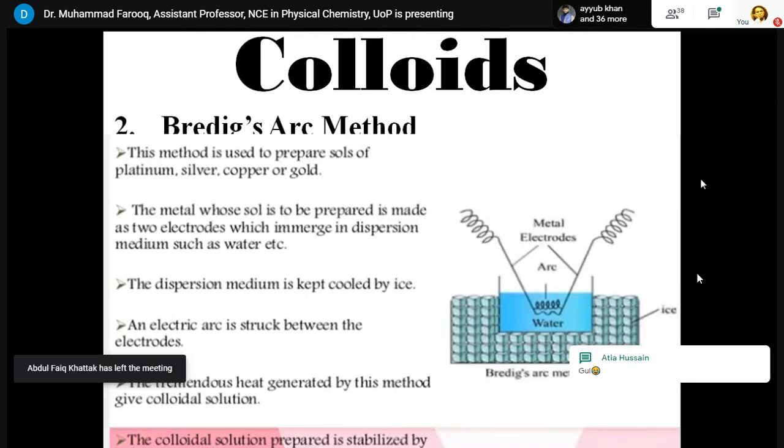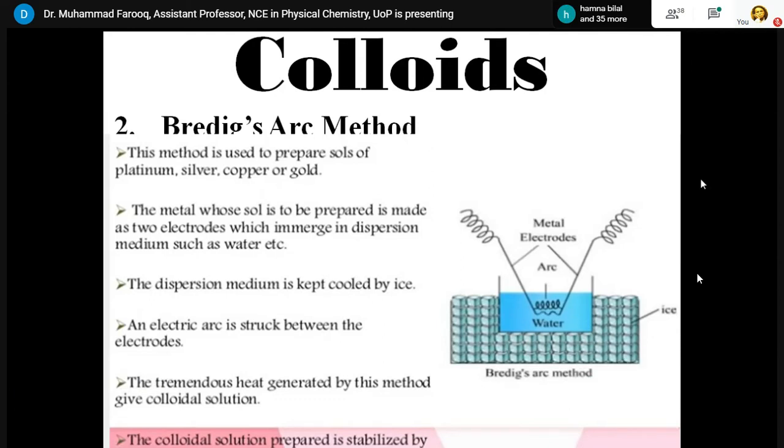Means in this method, what happened? For example, we want to prepare a sol of any metal such as platinum, silver, copper, or gold. So we have to make them as electrodes, and we have to immerse them in water, the dispersion medium. Then we have to pass electric current through it.